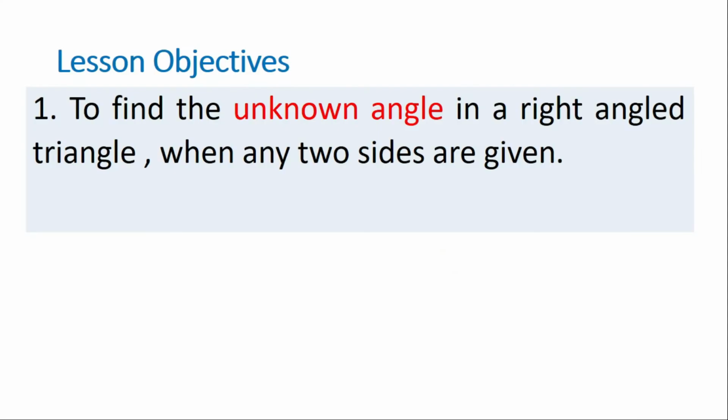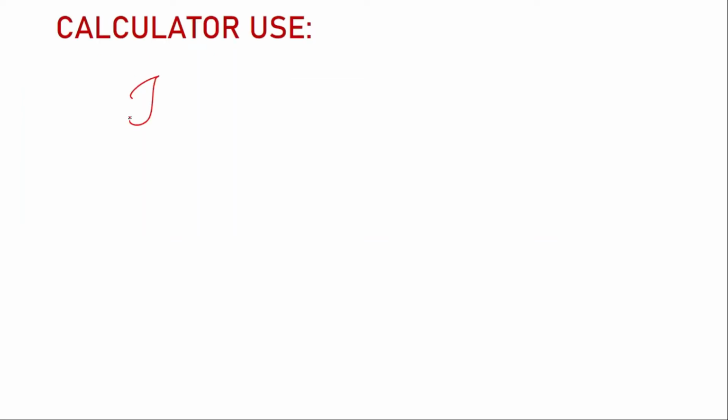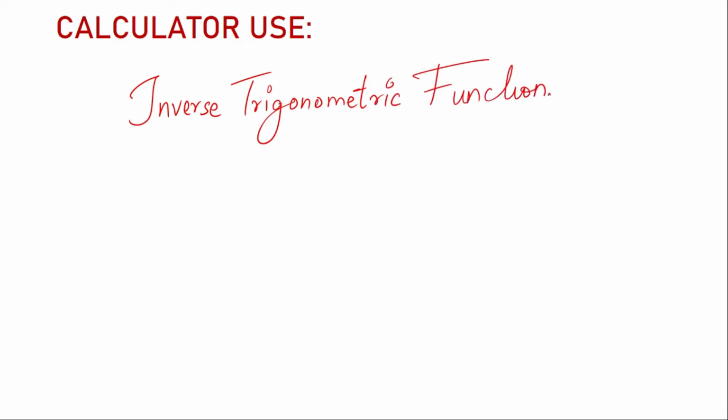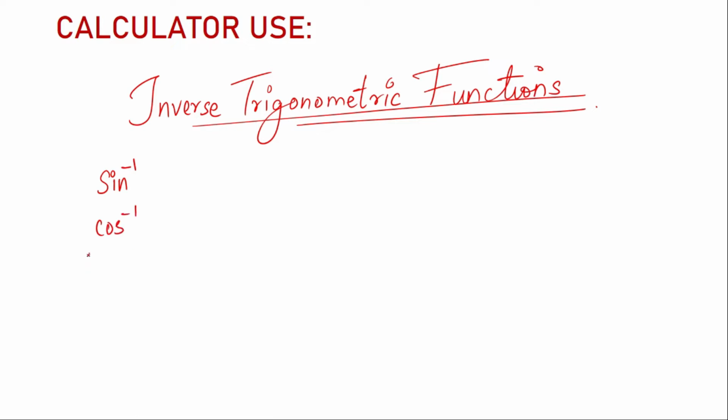Lesson objective is to find the unknown angle in a right angle triangle when any two sides are given. In your calculator, you will be looking for the inverse trigonometric functions: the sine inverse function, the cos inverse, and the tan inverse function. So these functions will help us to find the missing angle from the given triangle.